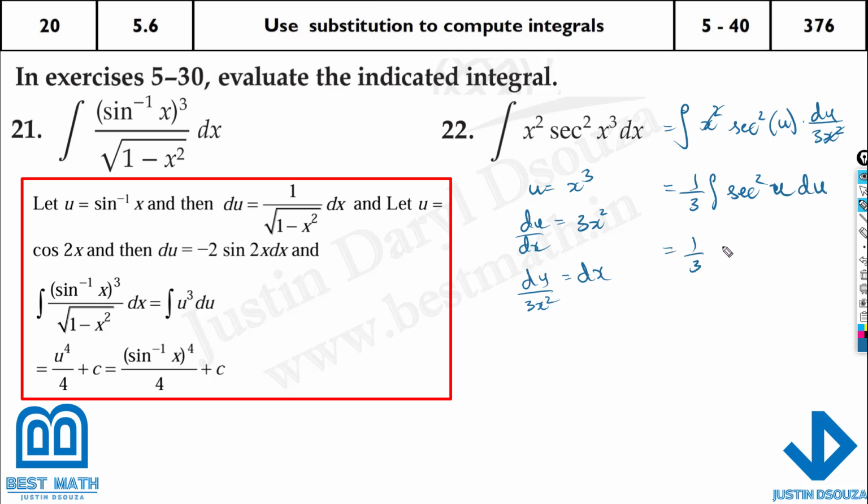The answer will be 1/3 tan x, because integration of secant square x dx would be tan x. But here it is u, so I'll write tan u plus c. What was u assumed to be? It was assumed to be x cubed. So I'll put it back over here, x cubed plus c. And here we go. That is the answer. So 1/3 tan x cubed plus c.